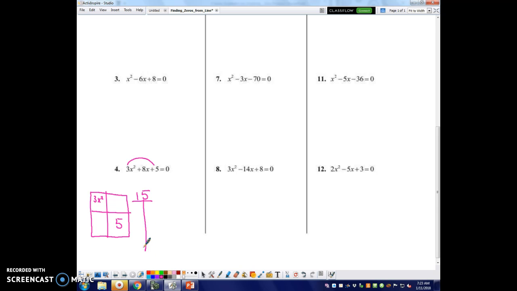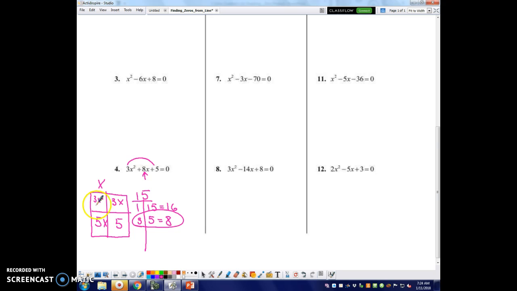Now give me all the factors of 15. We have 1 and 15. 3 and 5. Anything else? No. So add these together and you get 16. Add these together and you get 8. What are we looking for? 8. So we have 3x here, and 5x here. So again, what do these two have in common? Just an x. Okay, so you should figure out the rest from here.